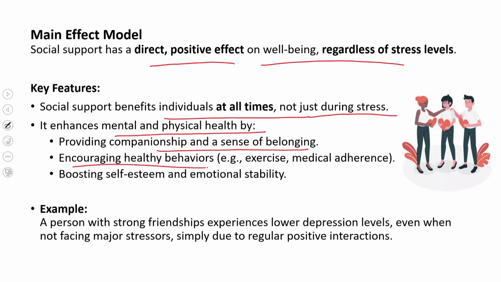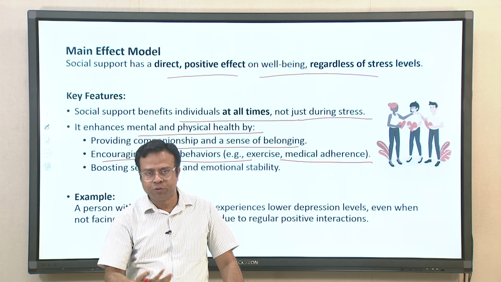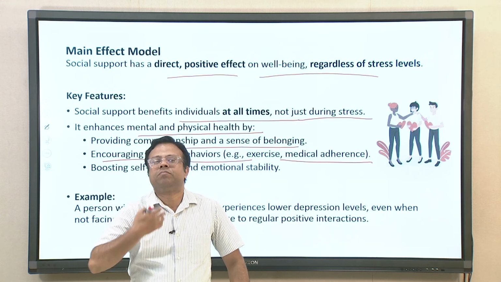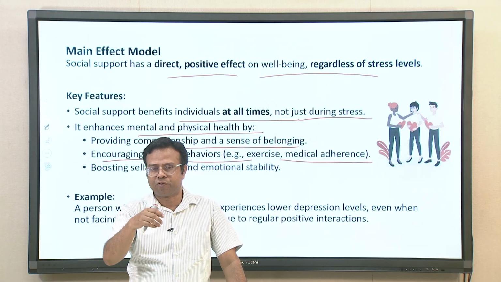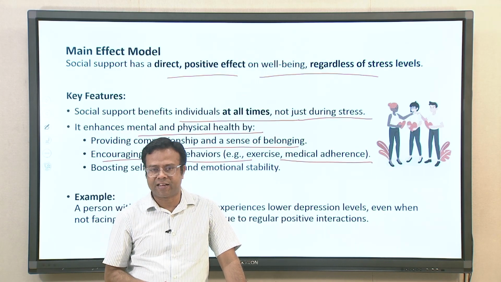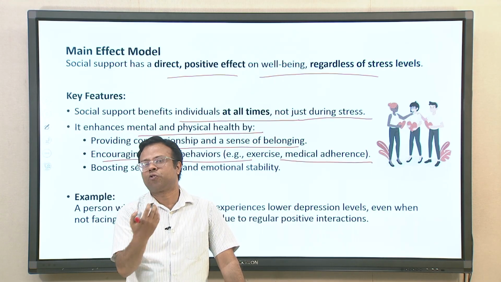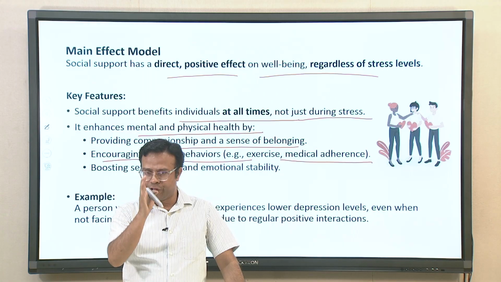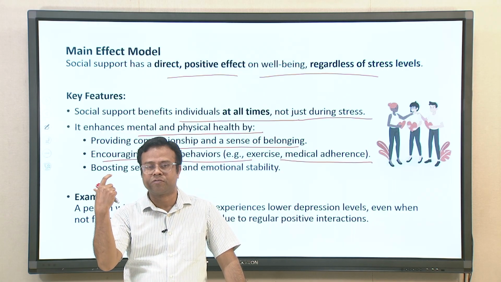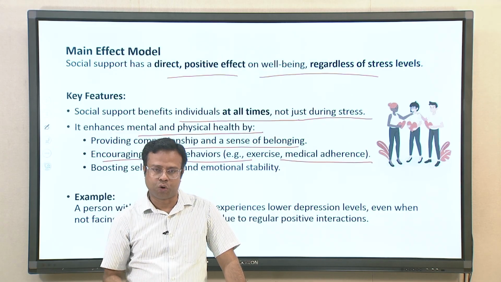Social support encourages healthy behaviors like exercise, medical adherence and so on. Many times when people are caring about you, they can put direct or indirect pressure on you to engage in healthy behavior like exercise or taking medicine on time. Many times we do not do these things on our own, but when our loved ones push us to do such things, we keep doing them because our loved ones are behind this motivation.